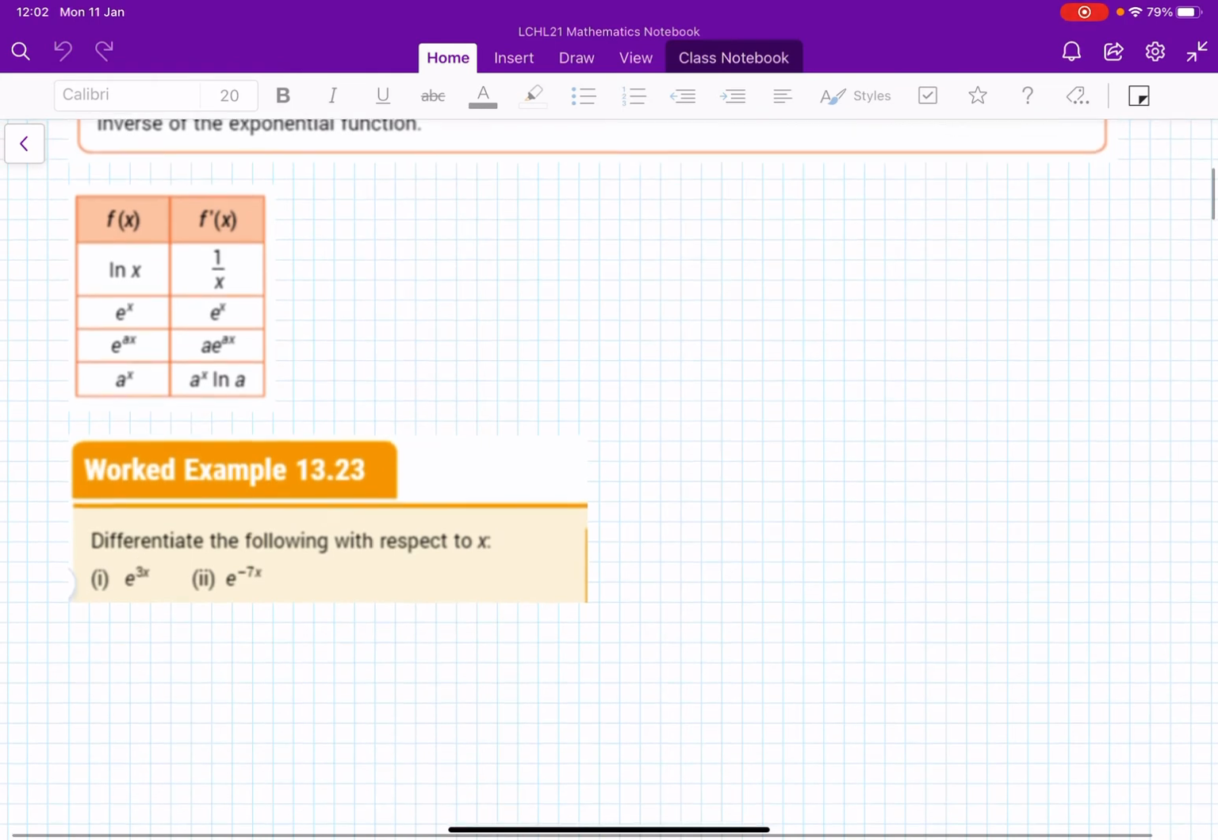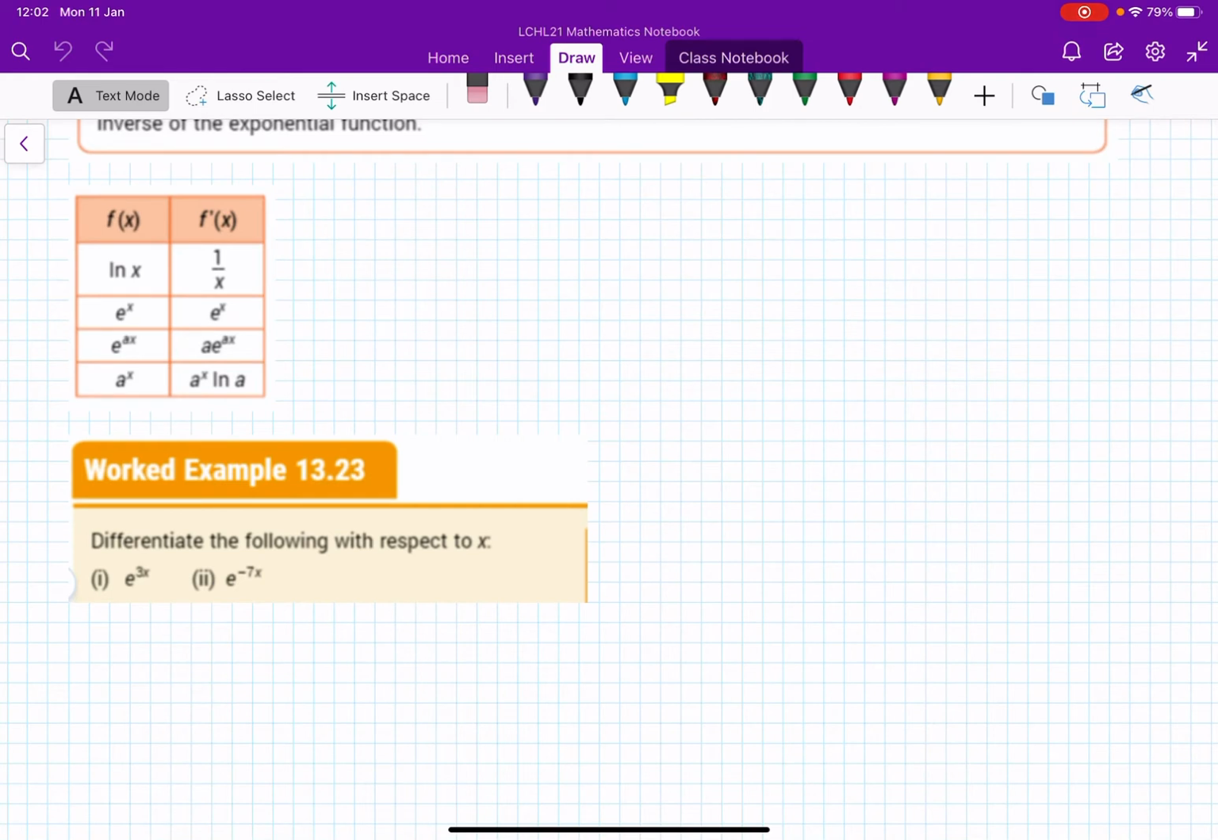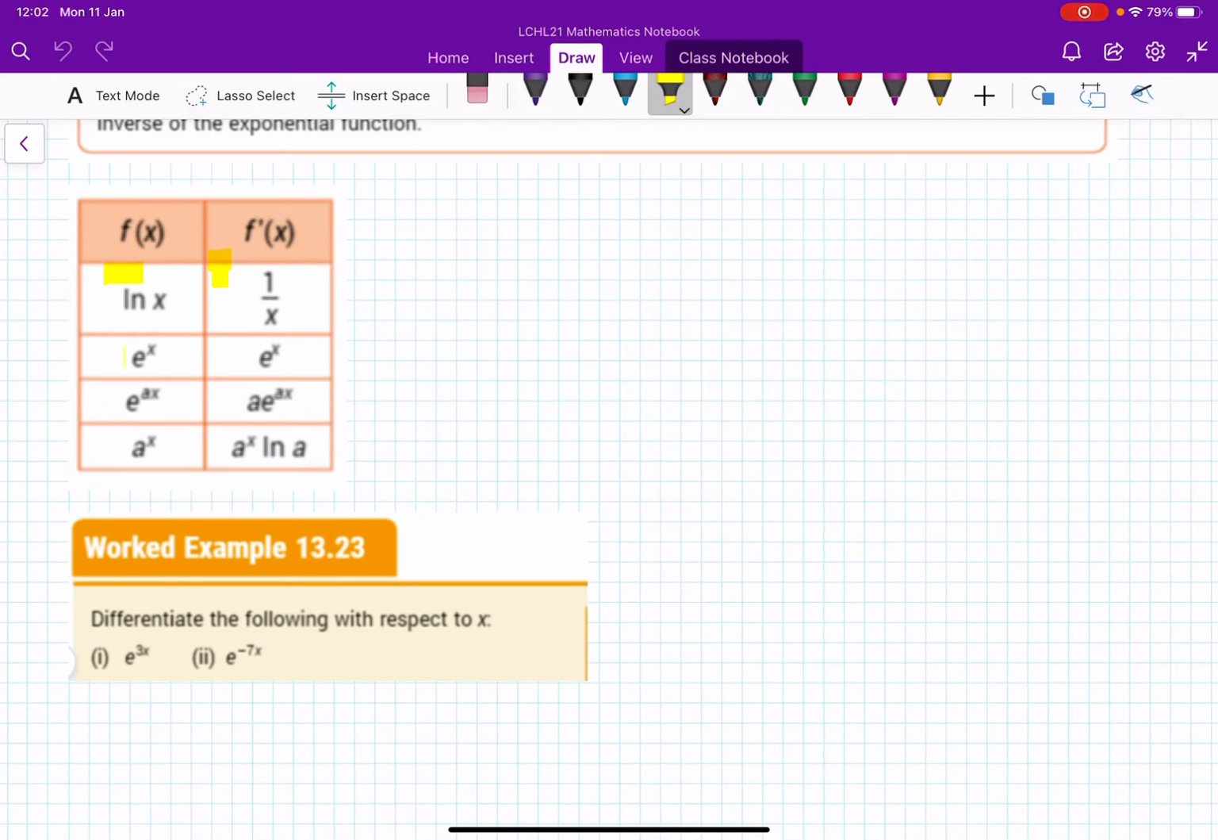Now, you can see from this box here that if we differentiate ln x, we get 1 over x. If we differentiate e to the power of x, we get e to the power of x, so it doesn't change. If we differentiate e to the power of ax, it's a e to the power of ax. And if we differentiate a to the power of x, it's a to the power of x ln a.